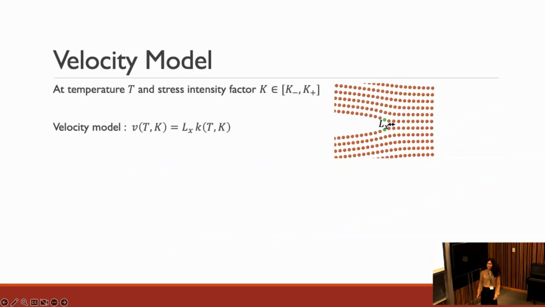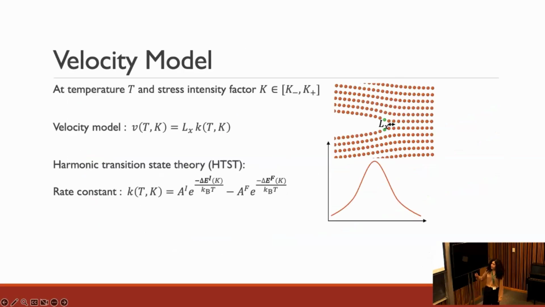Briefly, on what we can do with this, we were hoping to parameterize a velocity model that depends on temperature and the stress intensity factor, so I propose a model for that. Using harmonic transition state theory, we can write a frequency of probability of the crack propagating and the probability of the crack retracting.